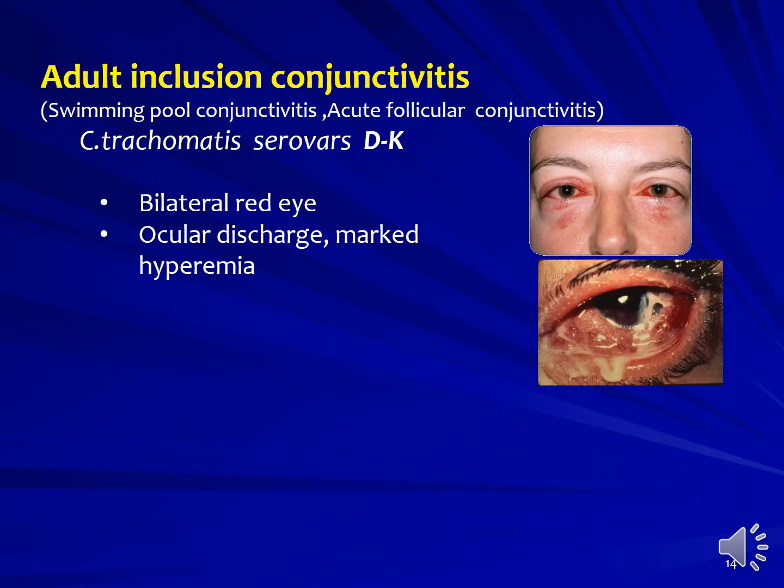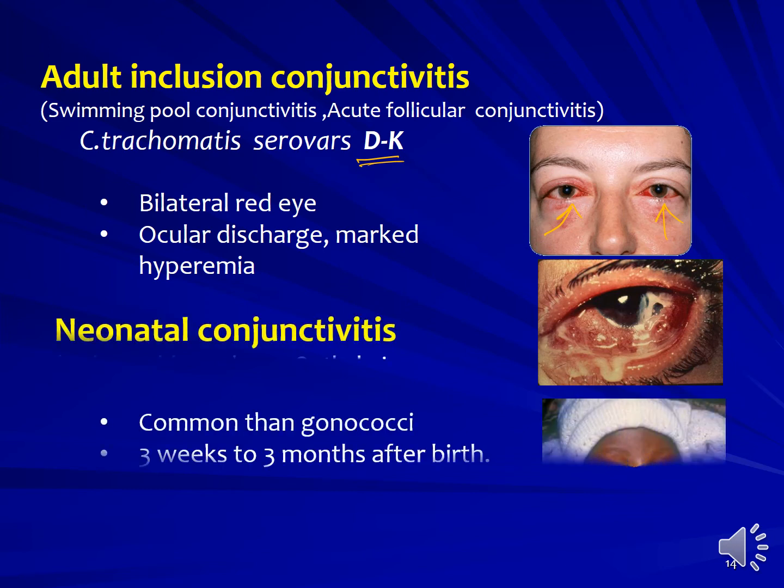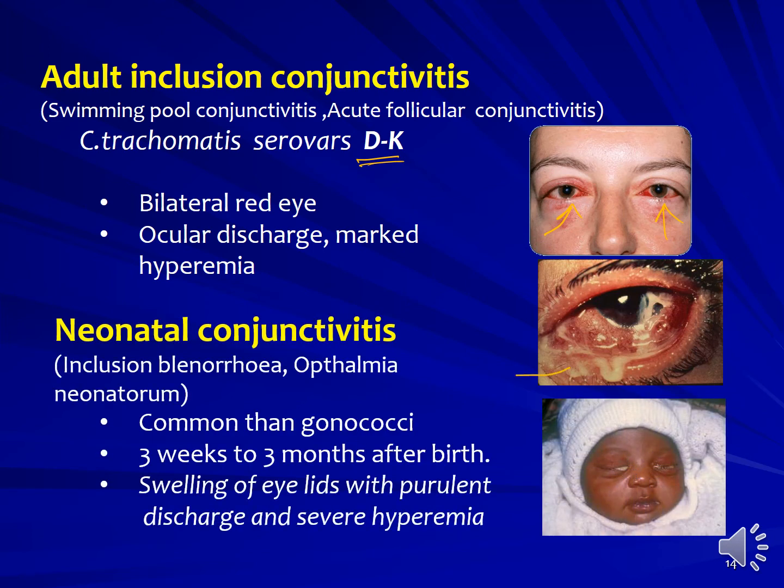Adult inclusion conjunctivitis, also known as swimming pool conjunctivitis or acute follicular conjunctivitis, is produced by serovars D to K. Here you can see the bilateral red eye. On both sides you can see the red eye, ocular discharge and marked hyperemia. And here also you can see a lot of discharge from the eye.